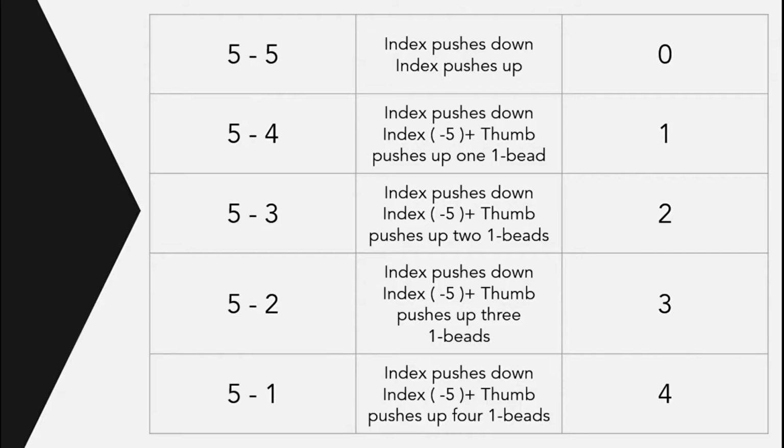Next, 5 minus 2 gives us a value of 3. I use my index to push away the 5 bit and then add 3 1 bits. Lastly, 5 minus 1. 5 minus 1 gives us 4. I push away one 5 bit and then I proceed to add 4 1 bits.